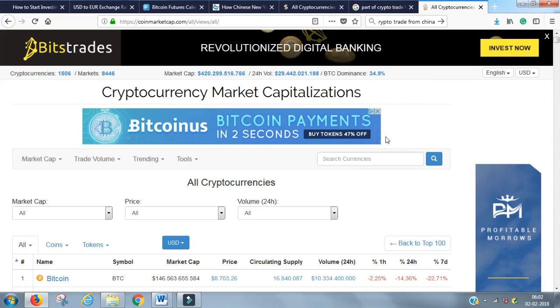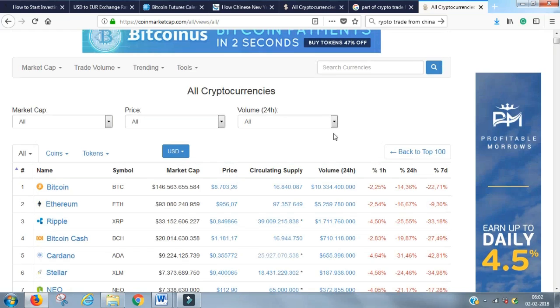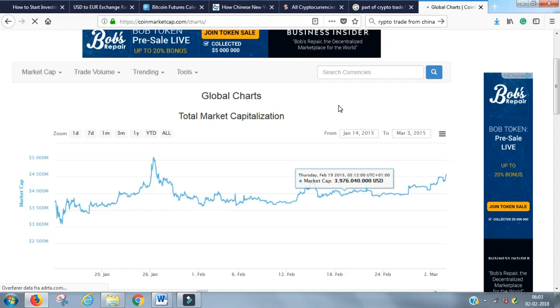In here, there it was. No, let me just find it. Hold on. So this is what I did. I went in here to coinmarketcap.com, looked at the total market capitalization.